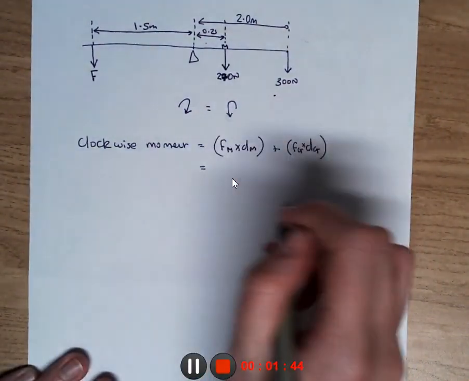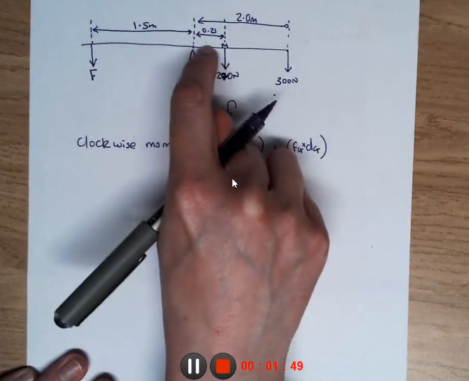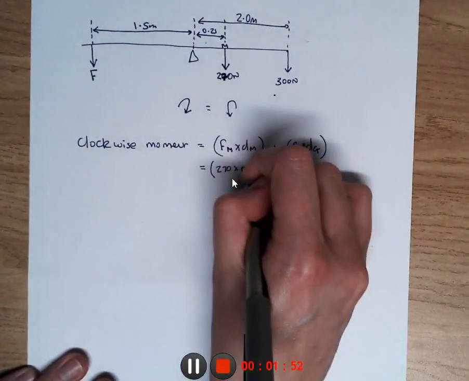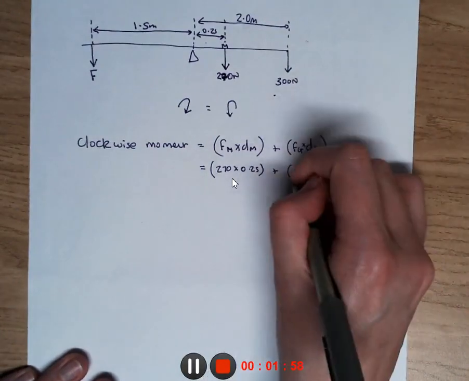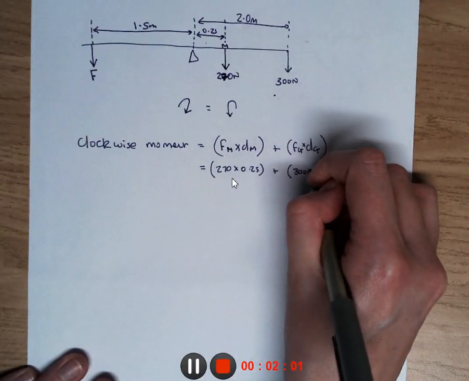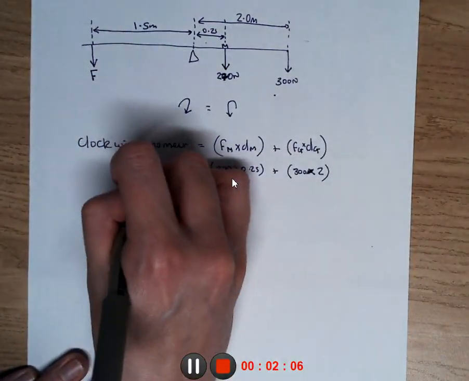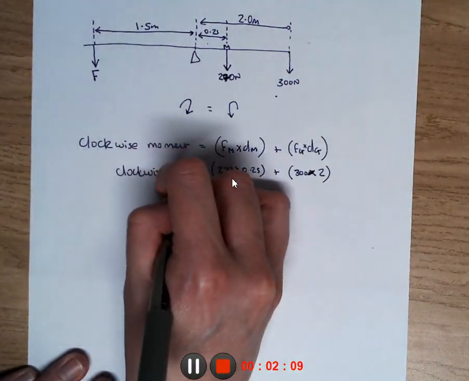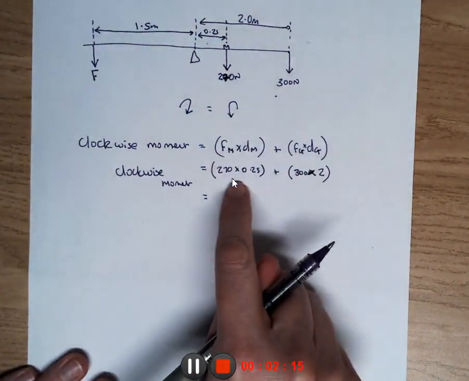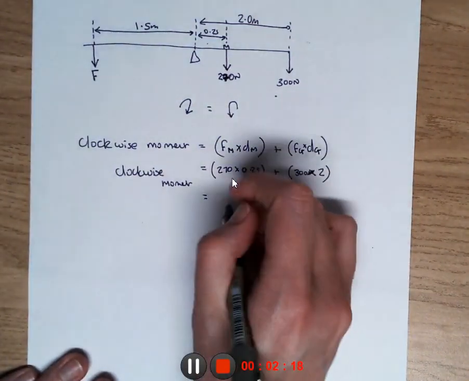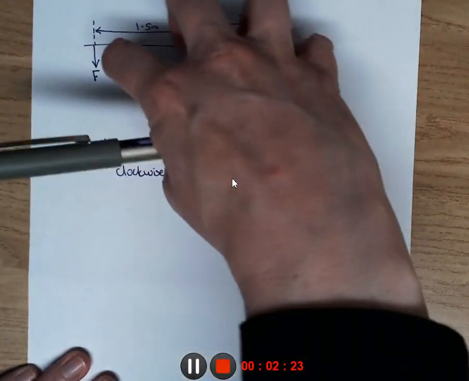So let's substitute our values in here. So we've got 270 newtons times that distance there, 0.25. And we've got to add that to the other moment caused by the girl, which is 300 newtons, times by her distance, which is 2. Okay, and that will be our clockwise moment. So I'm just going to do that sum now. So I'm going to do that in my calculator, and I end up with 667.5 Newton meters.